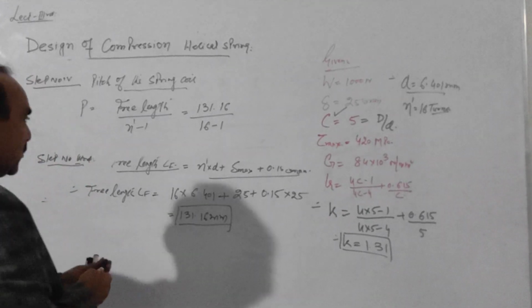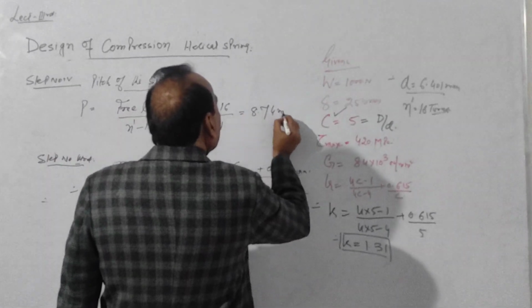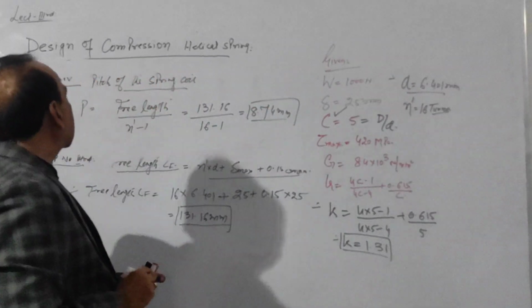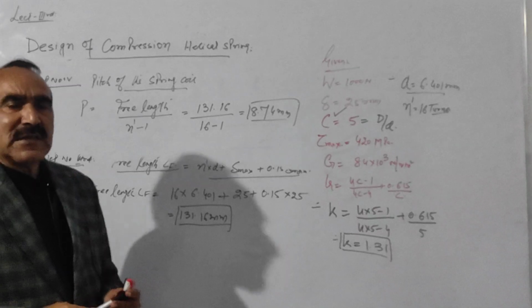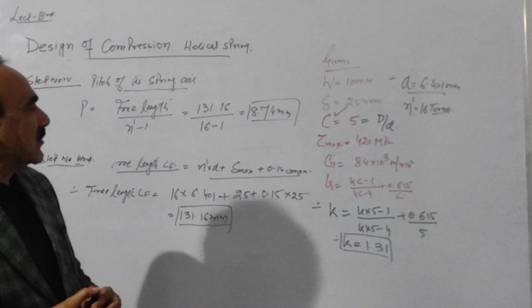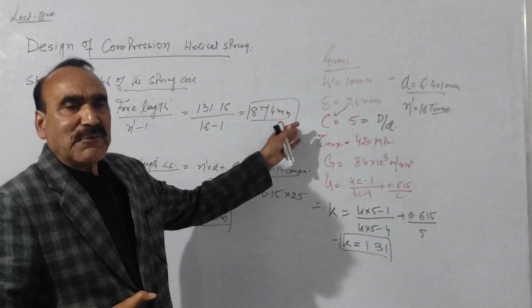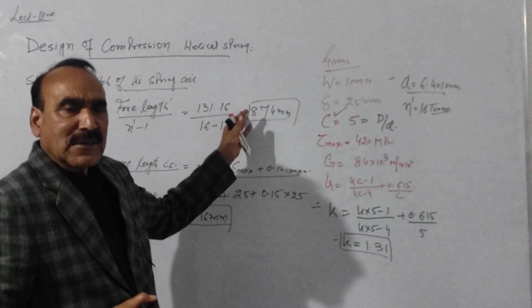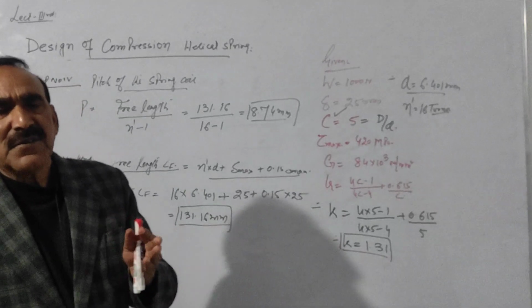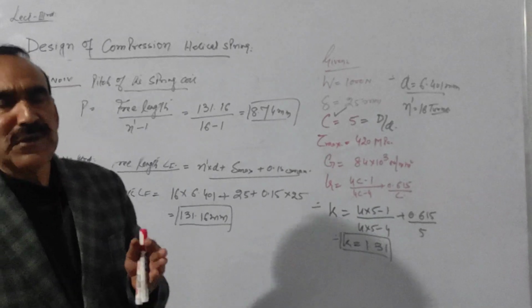So this is 8.74 mm. So this is all about the design of the compression helical spring. Here you have seen that under some operating conditions we have to design this compression helical spring, and there are certain parameters which we have to design during that.